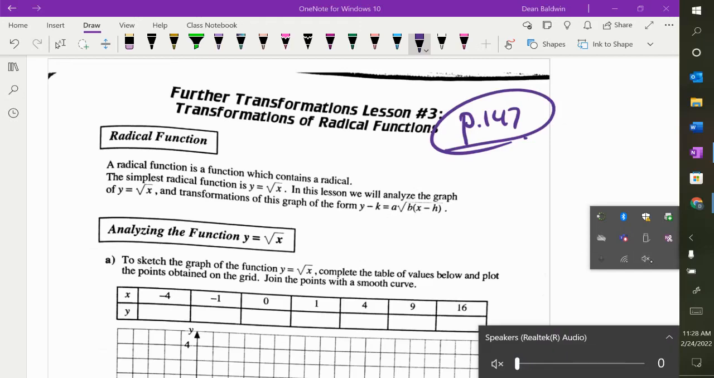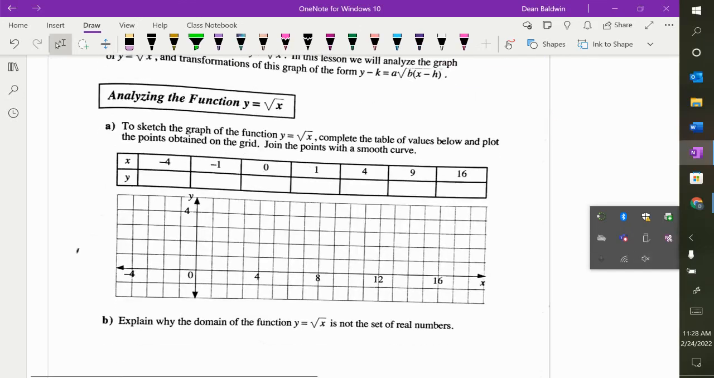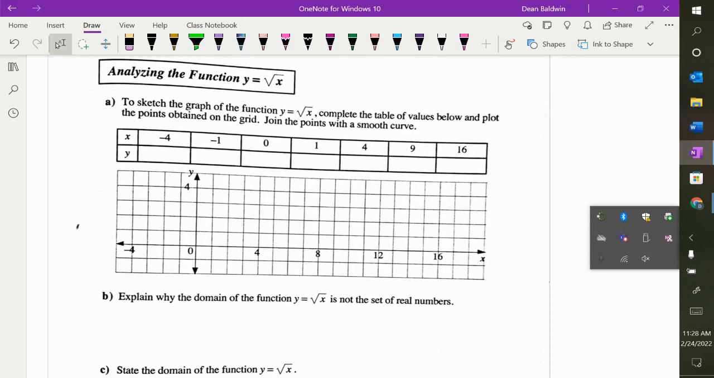Okay. All right, so what does the square root graph look like? I love how everybody's just like that. That is correct. It just looks like this. There we go.